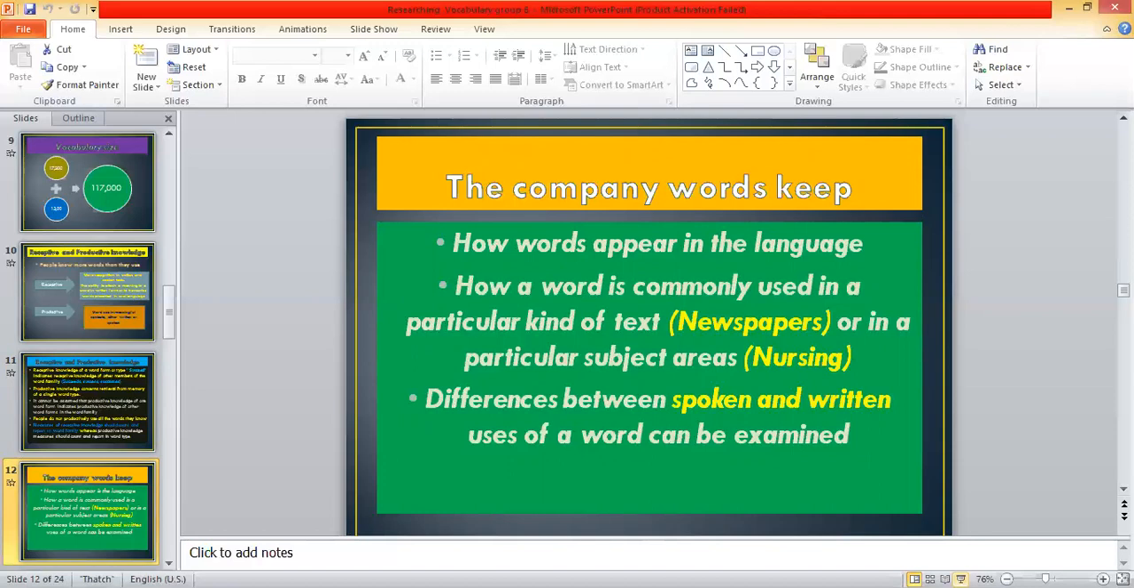The differences between spoken and written use of a word can also be examined by a researcher. There are a lot of differences between spoken and written languages. That's the way we have to think about it when it comes to conducting research on vocabulary.